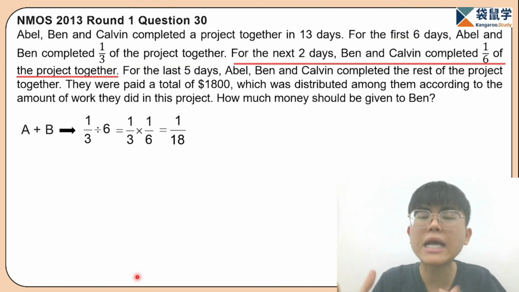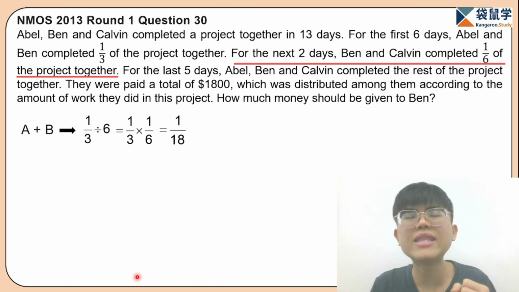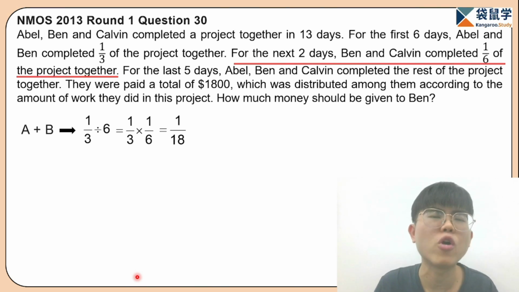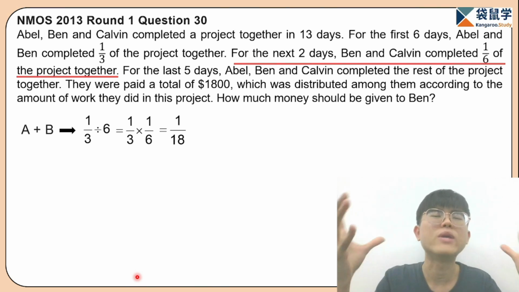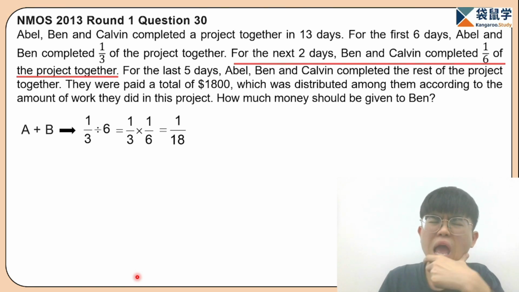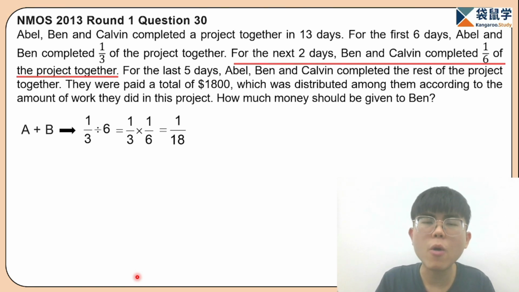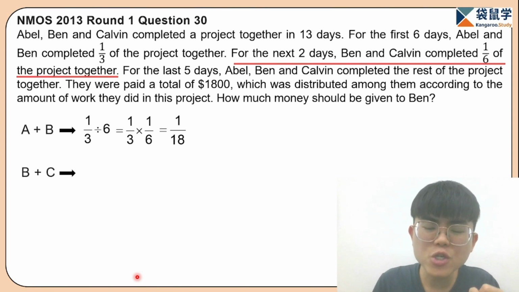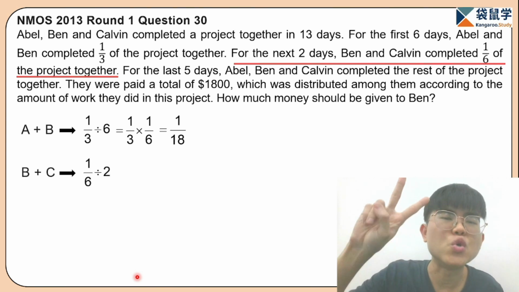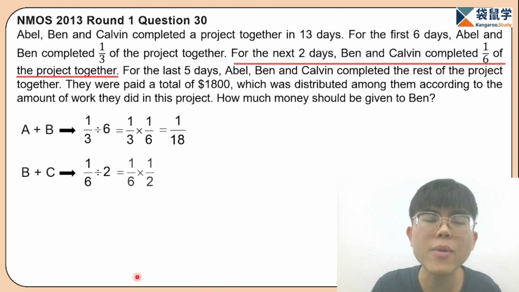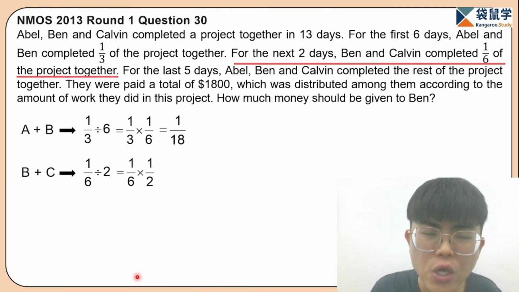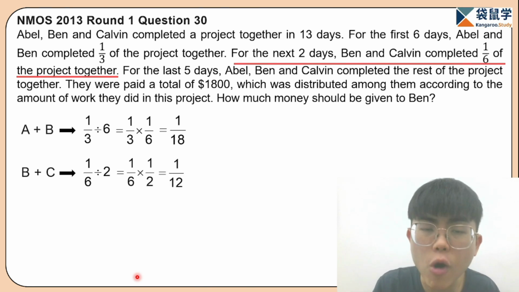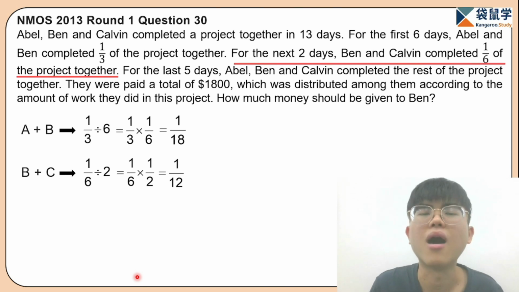We say that for the next 2 days, Ben and Calvin completed 1/6 of the project together. Again, together. Now, how do we find out in 1 day what will be the work done? Everyone, again, for B and C, we just have to use 1/6 divided by 2 days. And the calculation will be 1/6 times 1/2. So it will be 1/12 per day.